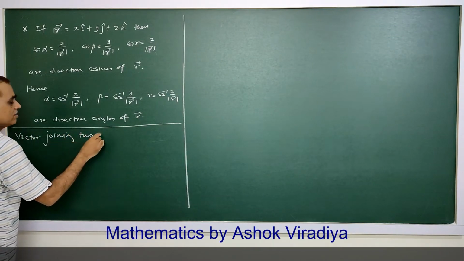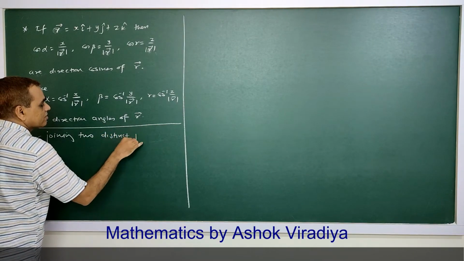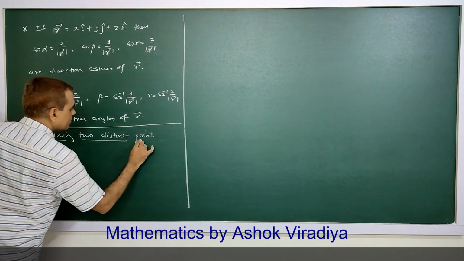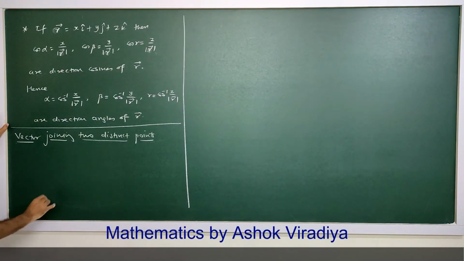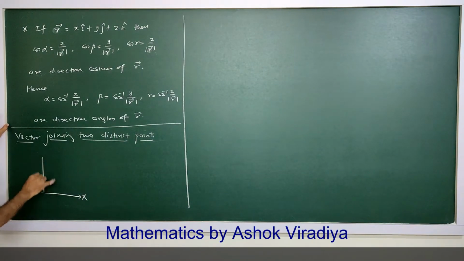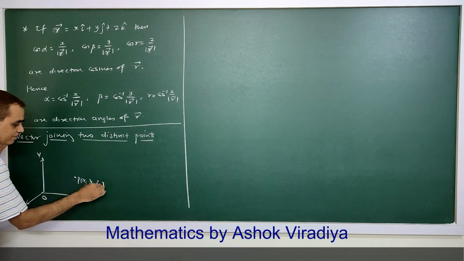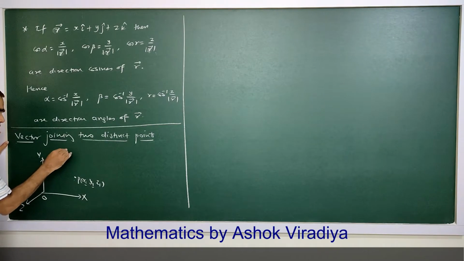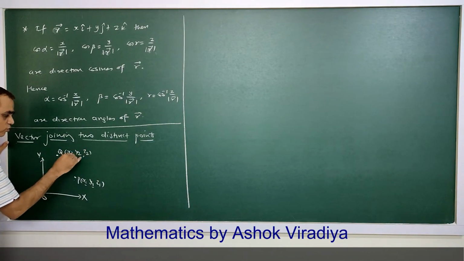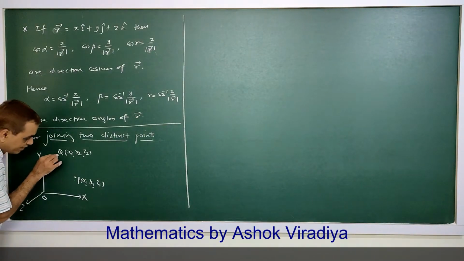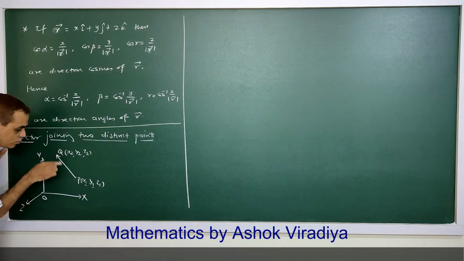Vector joining 2 distinct points. Say in the space, this is x, this is y, and this is z. In the space, suppose that this point is P, whose coordinates are x1, y1, z1. This point is Q, whose coordinates are x2, y2, z2. These are distinct points. Then how to find vector PQ? This is vector PQ.